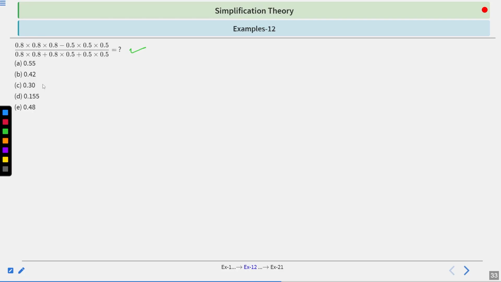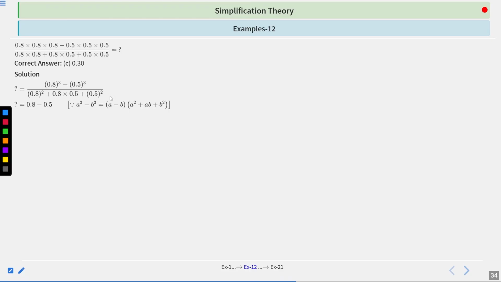Now see the solution. Now the correct answer of this question is 0.30. Now we can easily analyze that this 0.8 multiplying by 0.8 and 0.8, we can write it 0.8 cube minus 0.5 cube upon 0.8 square plus 0.8 into 0.5 plus 0.5 square. So it will become, by using the formula a cube minus b cube. So formula of a cube minus b cube become a minus b and a square plus ab plus b square.